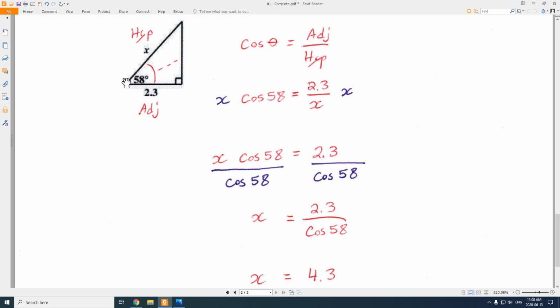You can do a kind of a quick sanity check here to see if the answer makes sense. Hypotenuse has to be the longest side in a right angle triangle. So you know your answer has to be bigger than 2.3, right? Yeah, it is. So it seems like a fairly reasonable answer.